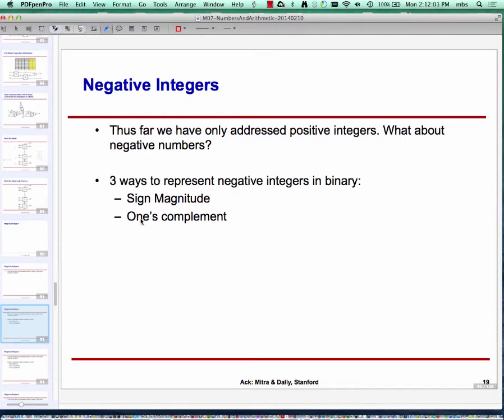So if I give you n bits, one bit goes to sign, and I have n minus 1 remaining bits. How many distinct numbers can I represent? If I give you n bits and we are using sign magnitude, how many distinct integers am I able to represent? Yeah, so that's the important part. 2 to the power n minus 1 minus 1. So why is that other minus 1?